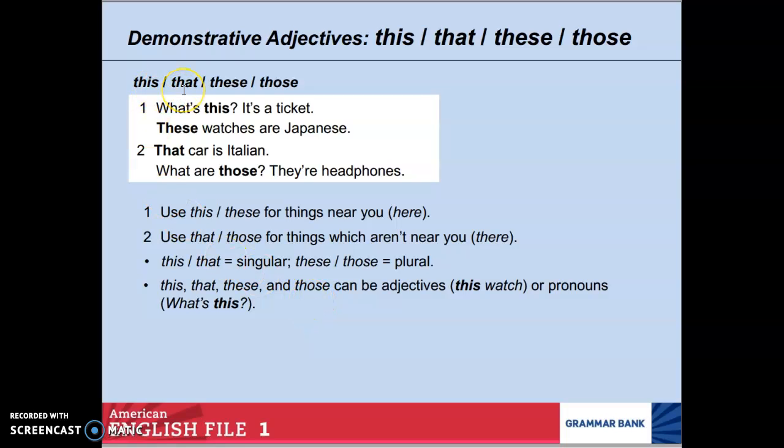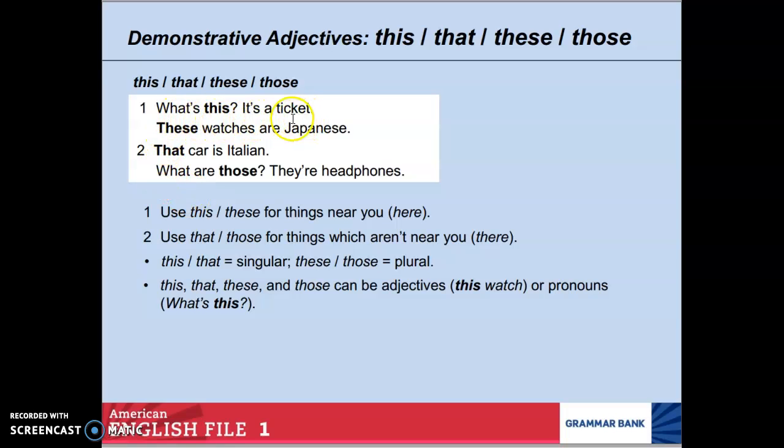This, that, these, those. That in Spanish are equivalent to this, meaning esto, esta, that, eso, esa, these, estos, estas, those, esos, esas. You can find these demonstrative adjectives in examples such as, what's this?